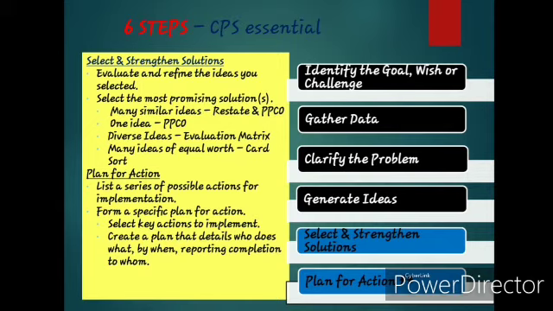Sixth is plan for action. List a series of possible actions for implementation and form a specific key action plan. And then you create a plan that has details for your action.